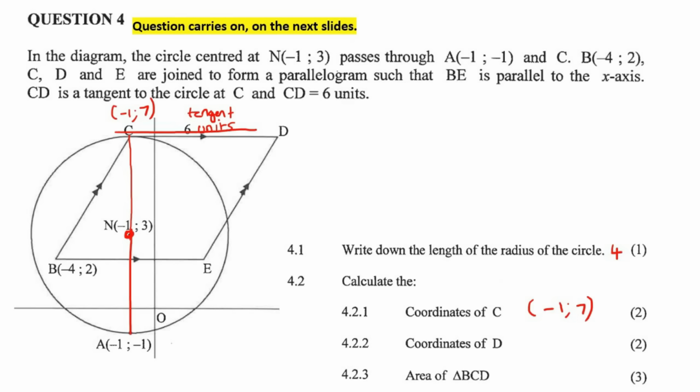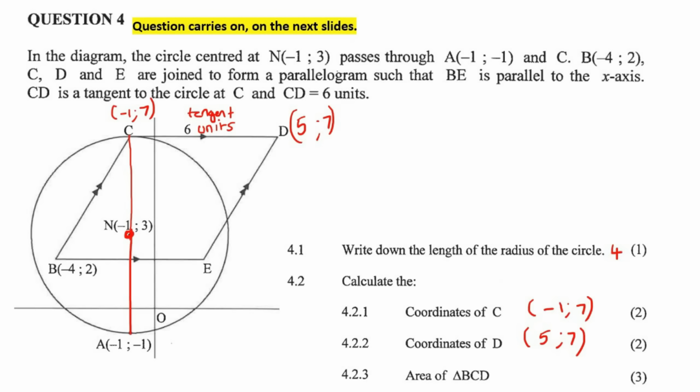The next question, calculate the coordinates of D. Now that's very easy because this length is 6. So it's just going to move 6 along, but it's not going to change in the vertical direction because this line is completely parallel to the x-axis. So we can just move along 6 places. You look at this x value and you just add 6 to that. So that would become 5, but the y value would still be 7. So this would be (5; 7).